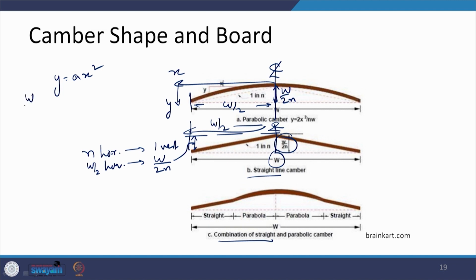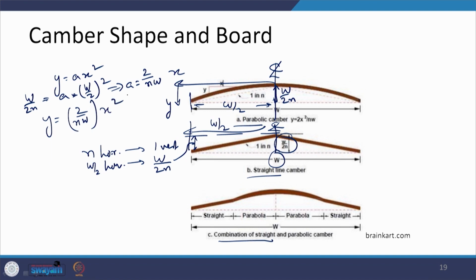So, if I put these values here, w by 2n is equal to a into x, which is w by 2, so it is w by 2 square. So, that will give me the value of a. So, this value of a comes out to be how much? This is going to be 2 divided by n w. Okay, so, we have w square, so w will come on this side, n remains here, this is 4, so you are left with 2. So, 2 divided by n w is the value of a. So, what equation you are going to get is y equals 2 divided by n w into x square.